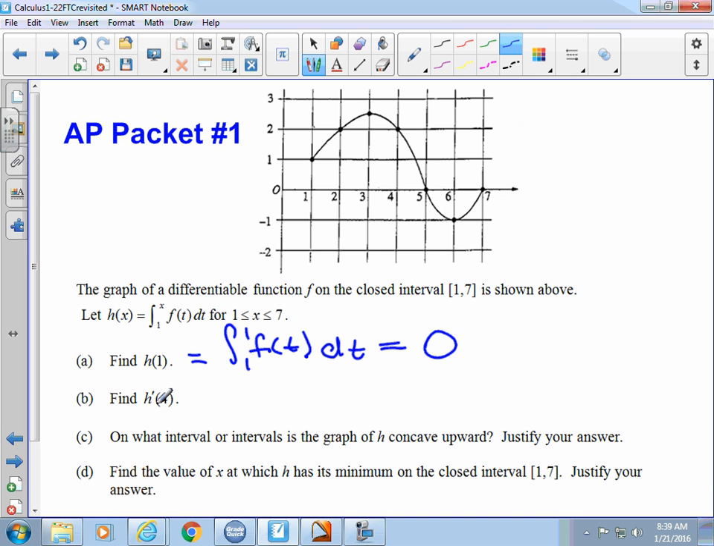Find h prime of 4. Why is it just 2? Because h prime is f. So if I want h prime at a point, it'll just be the y value.